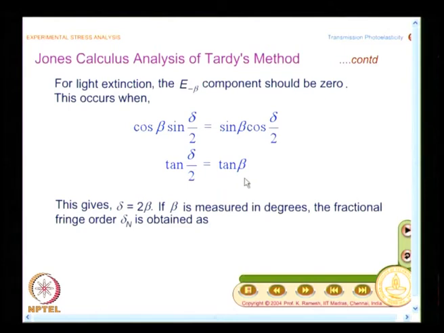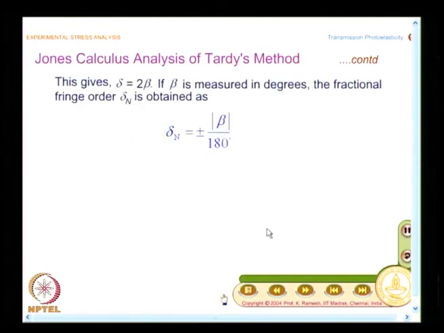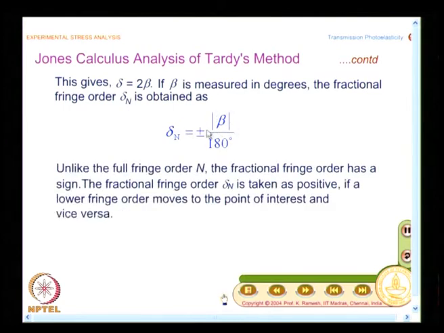So, now I find the rotation of the analyzer is linked to the retardation, the fractional retardation introduced at the point of interest. And though in all your expressions this can be in radians, when you physically measure, you measure beta in degrees, and I can express fractional fringe order simply as beta by 180 degrees.